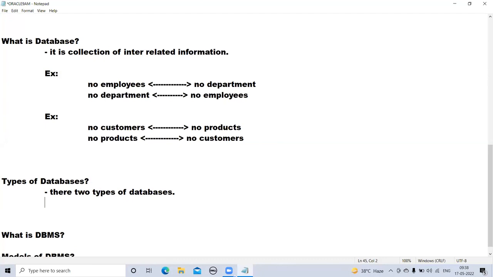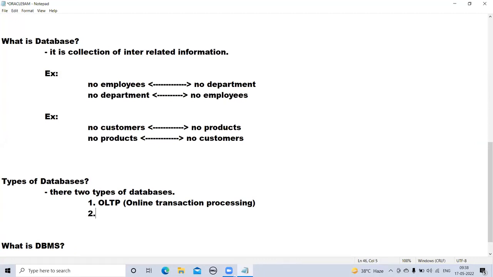The first one is called OLTP. It stands for online transaction processing. This is my first database. And the second one is called OLAP, which stands for online analytical processing.